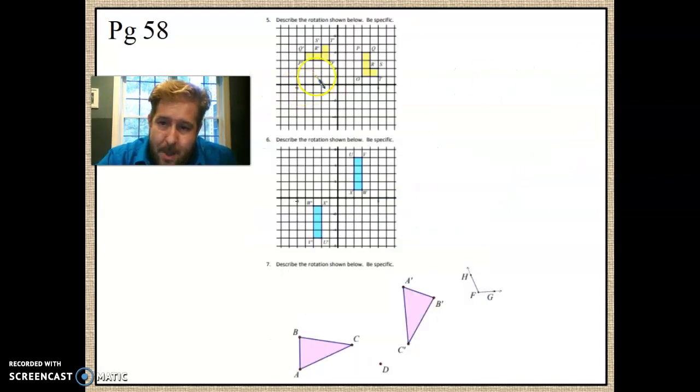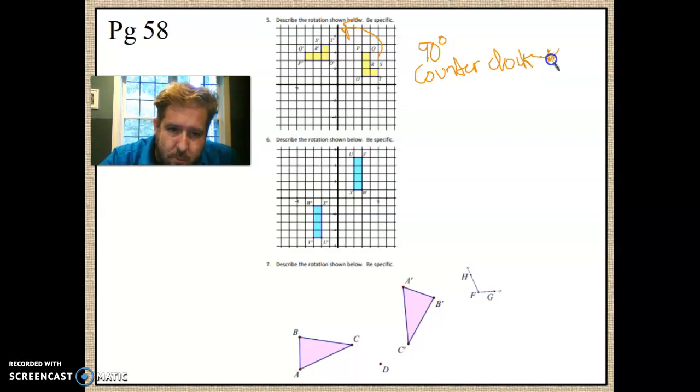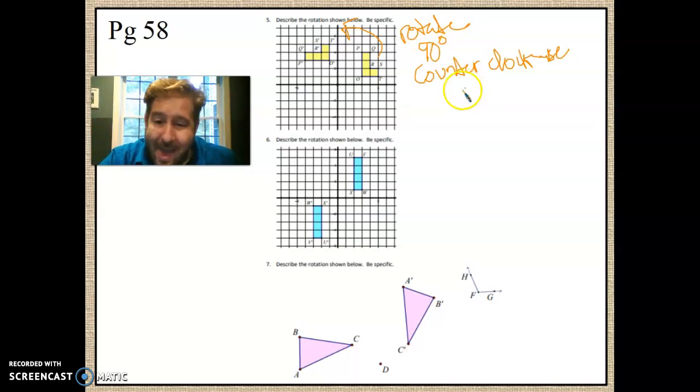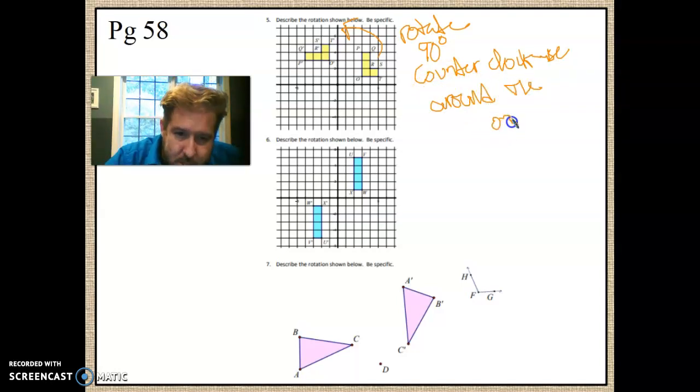The last page here says, describe the rotation shown below, be specific. The point of this is to understand that this is the pre-image and this is the final image. So this is a 90-degree counterclockwise rotation. It's important when you're writing this that you say what it's doing: it's rotating, how much it's rotating, in which direction, and what it's going around. It's going around the origin. It's important to give all of that information.